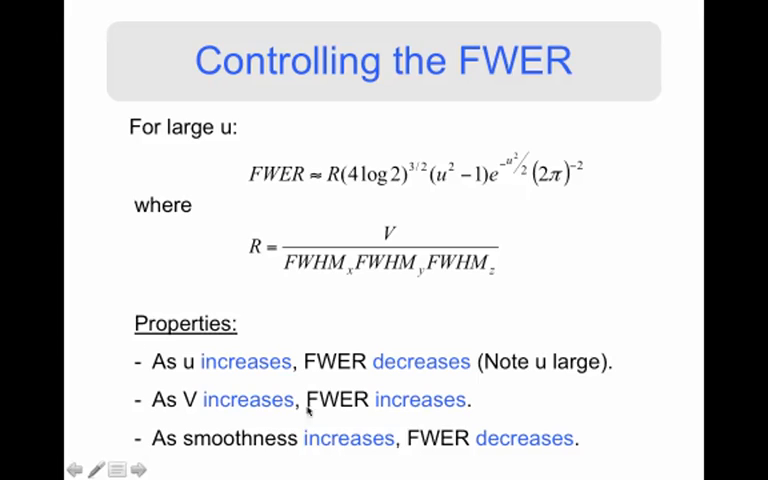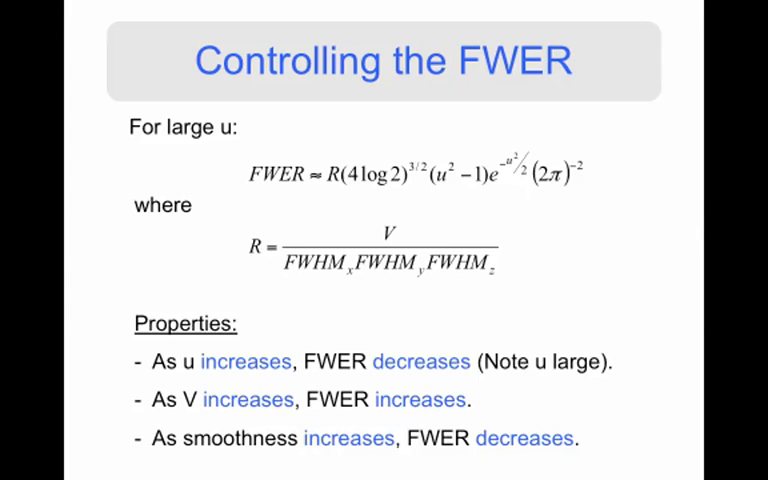Finally, as the smoothness increases, the family-wise error rate will decrease. So as the smoothness increases, these full width half maximum terms will become bigger and bigger, and R will become smaller and smaller, and in turn, the family-wise error rate will become smaller. So the smoother the image we have, the smaller the family-wise error rate is. And this is a reasonable thing as well, because if a lot of voxels are behaving in a similar manner, we have fewer independent tests that we need to perform.